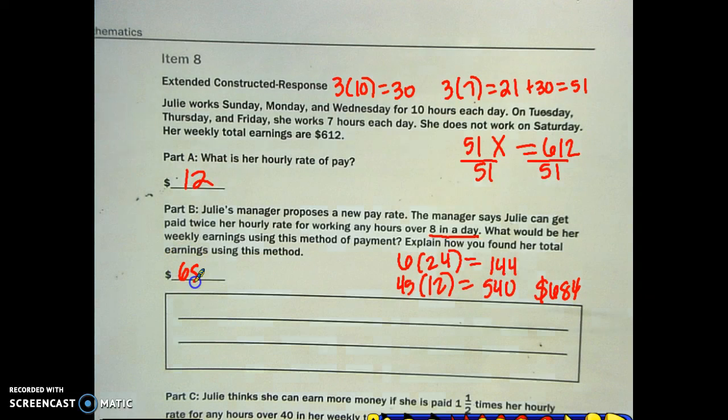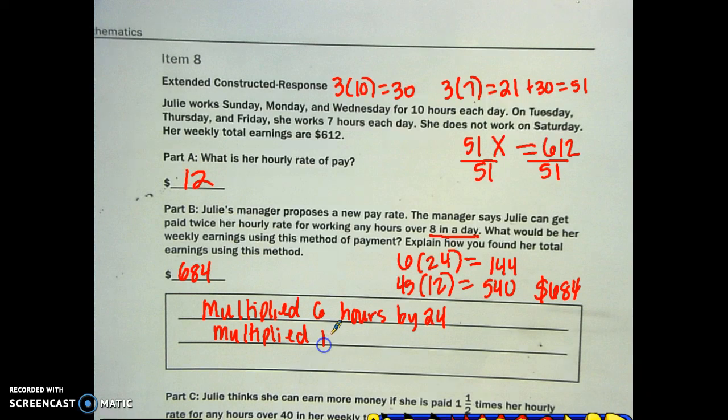And when you add that together, she will be making $684 instead of $612. How did you find her total using this method? So I multiplied the 6 hours she worked over 8 hours in a day by 24, and then multiplied the remaining hours by 12 and added them together. Of course, if you're doing this, you want to make sure you're forming complete sentences and not just shorthand.